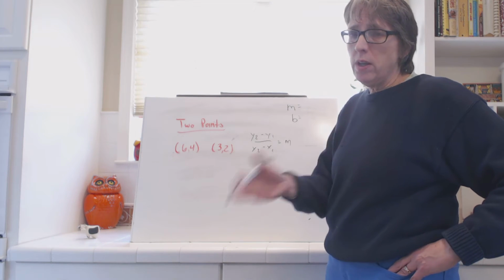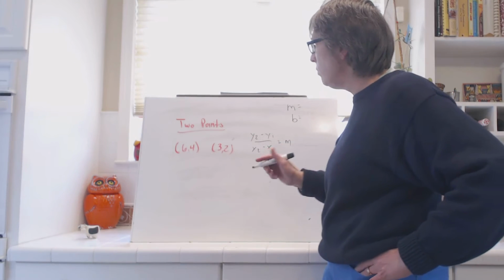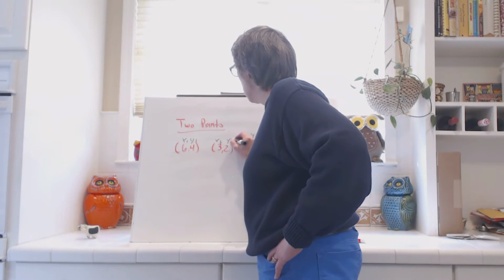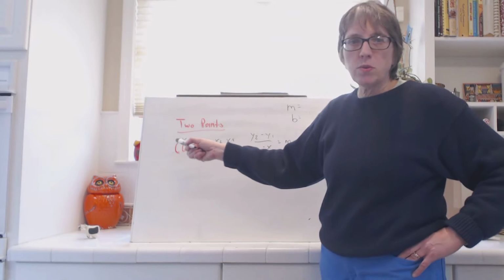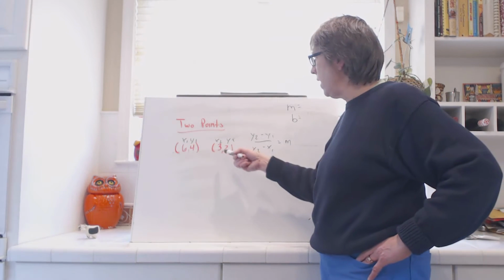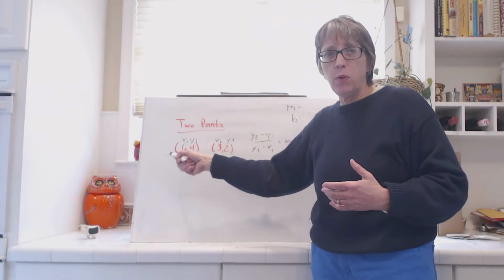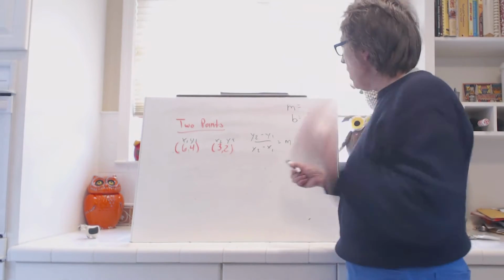Now, on the last quiz, or the test before break, a lot of you messed up on this because you didn't label your points. Remember, this is the first point, so x sub 1, y sub 1, x sub 2, y sub 2. It doesn't matter how you label them. This could be point 1, that could be point 2. It's up to you.